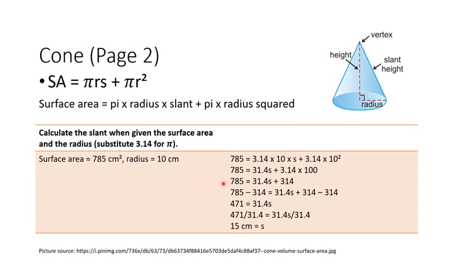Now, from this point, we need to subtract 314 from both sides. That will give us 471 equal to 31.4s. Next, we divide both sides by 31.4. That's going to give us 15 centimeters for the slant.